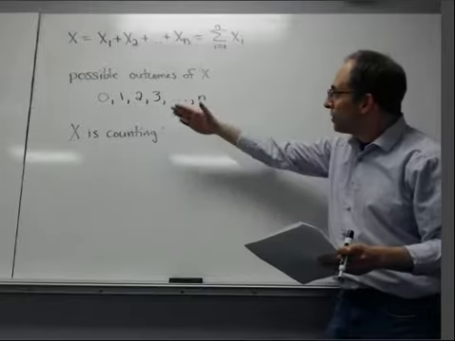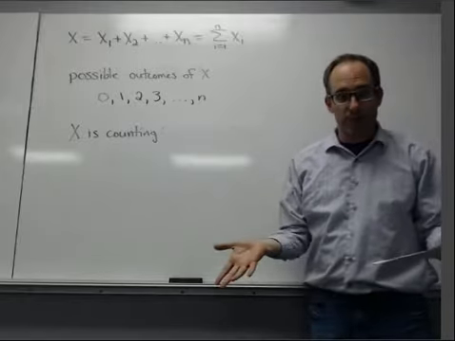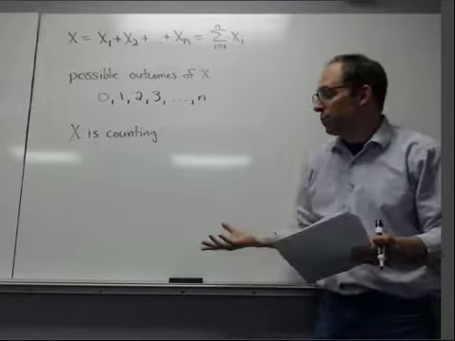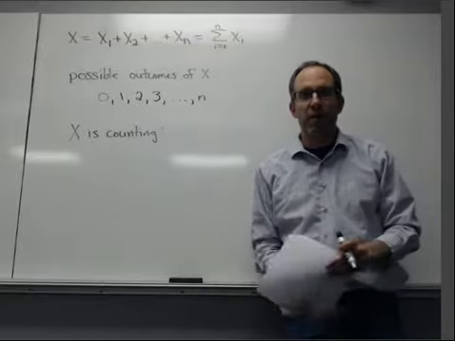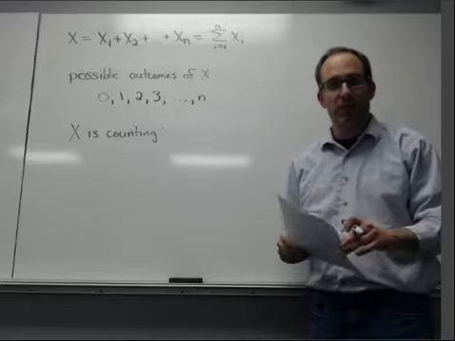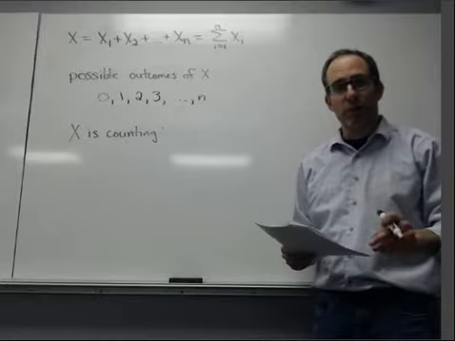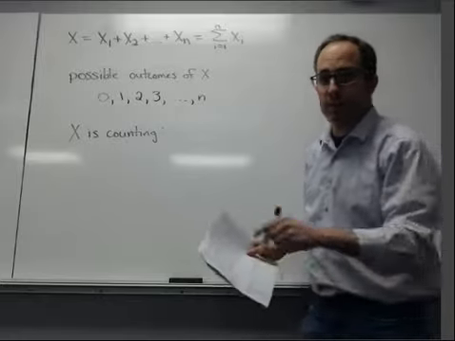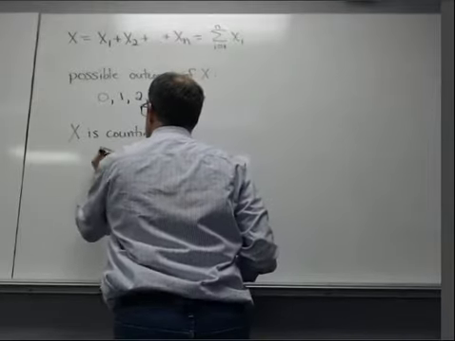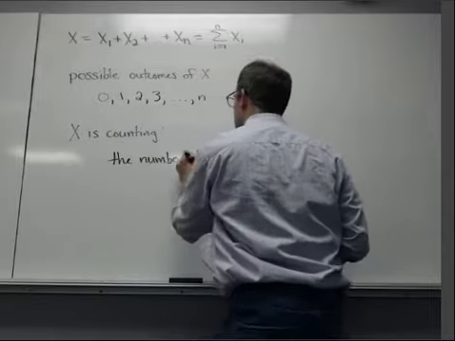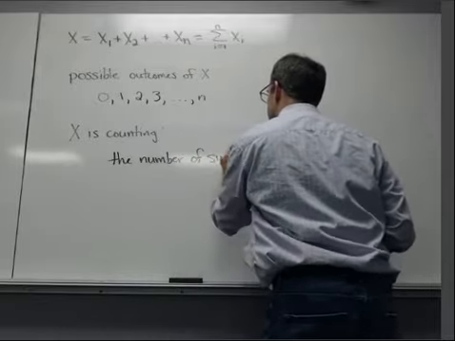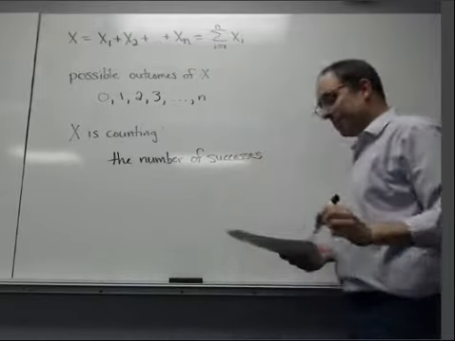If x is 0, that means you had no successes. If you had x equal to 1, that means you've got 1 success and the rest are all failures. If x is 2, you've got 2 successes and the rest are all failures. So really what x is counting is the number of successes.